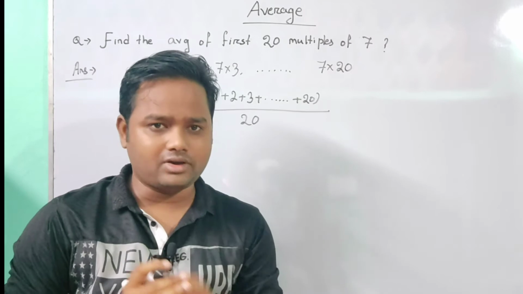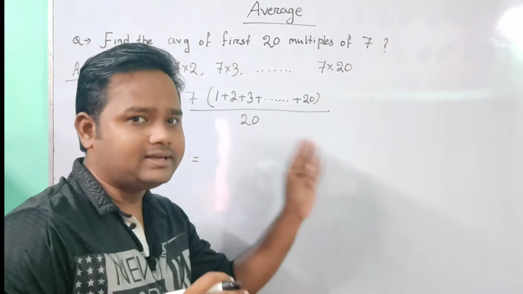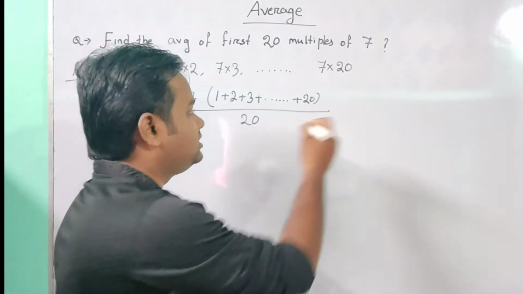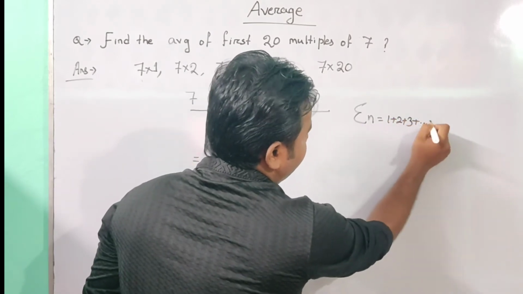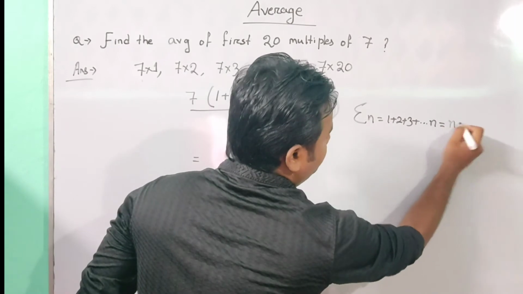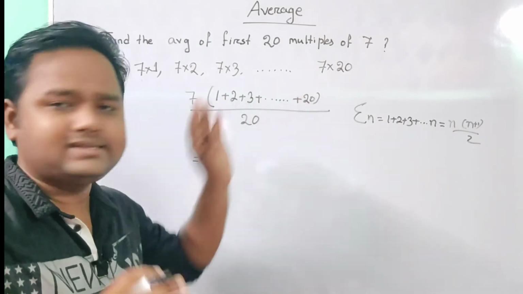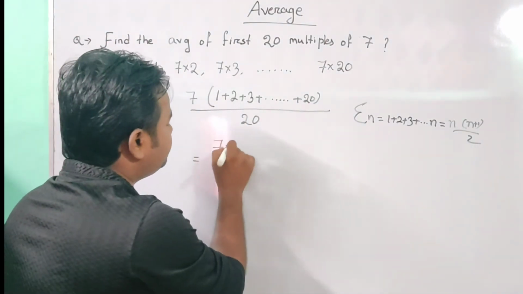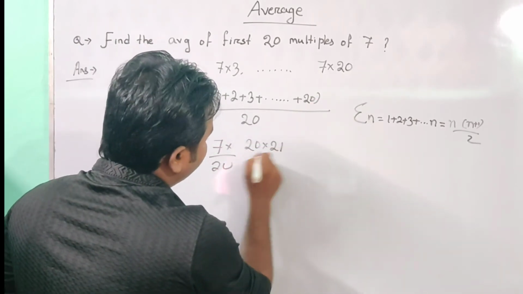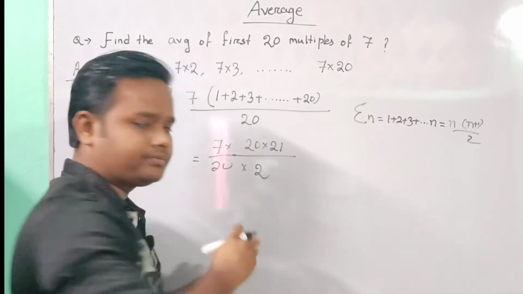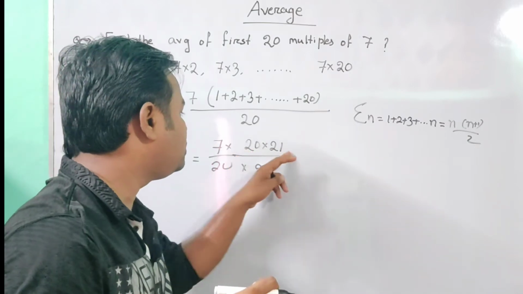Now here we have to use a formula, the formula for 1 plus 2 plus 3 up to 20. The formula is n into (n plus 1) by 2, because the summation of n is equal to 1 plus 2 plus 3 up to n. Now I will put n as 20. So the answer will be 7 by 20, and this formula is equal to 20 into 21 divided by 2. Clear? The addition from 1 to 20 will be 20 into 21 by 2.